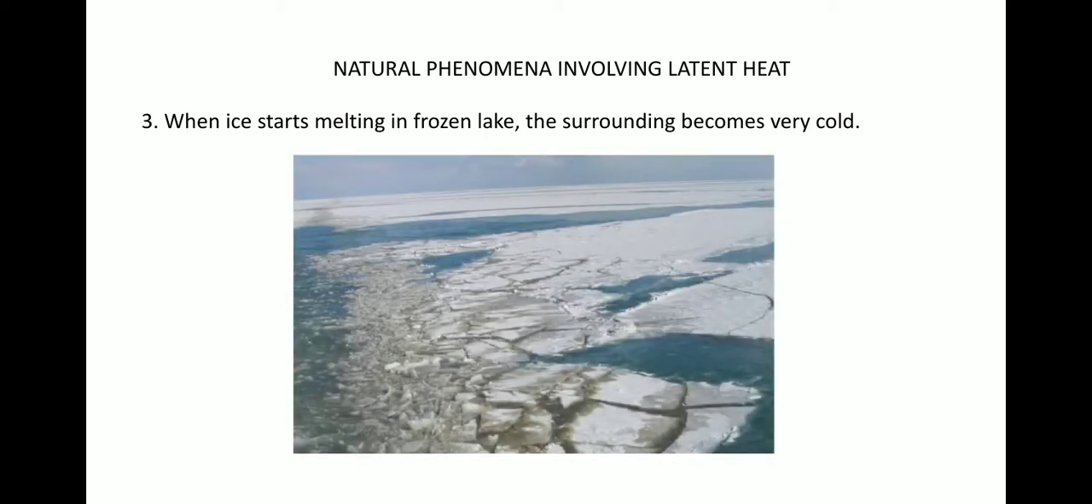When ice starts melting in a frozen lake, the surrounding becomes very cold. This is because in order to melt, ice from solid state to liquid water, it will take the heat from the surroundings, and that latent heat will be absorbed from the surrounding, making the surrounding cold. So this is the reason the surrounding becomes very cold when ice starts melting in a frozen lake.